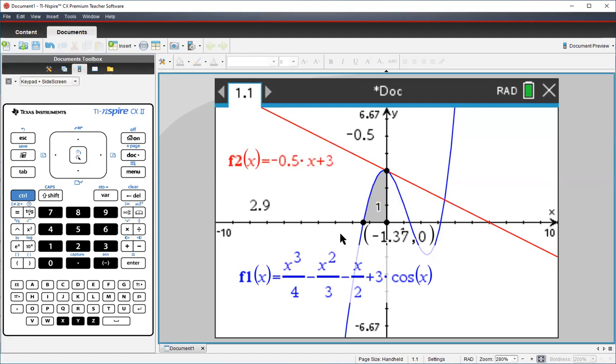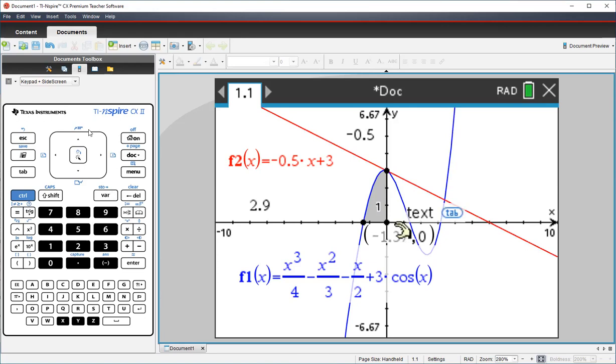All right. And so now they want to know in part 3 of the question, at what ordered pair other than (0, 3) does the graph of line L intersect the graph of f of x? So they're talking about this point over here.